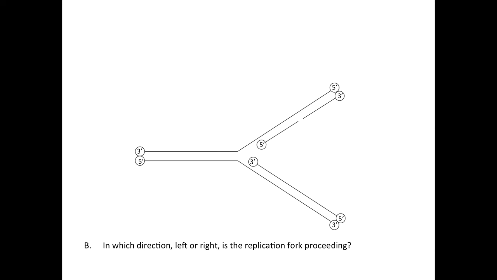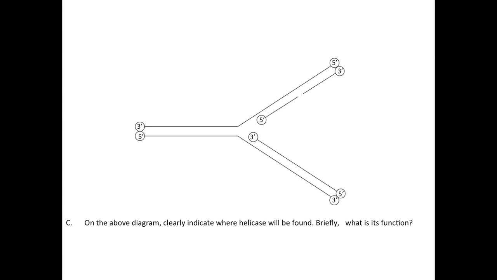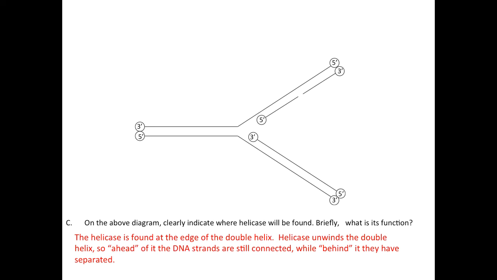Next, in which direction, left or right, is the replication fork proceeding? Since the direction of the unwinding of the parent strand is to the left, the replication fork is proceeding to the left. Now clearly indicate where helicase will be found and what is its function. Remember, DNA helicase unwinds the double helix, so ahead of it, the DNA strands are still connected, while behind it, they have separated. So the helicase is found at the edge of the double helix.